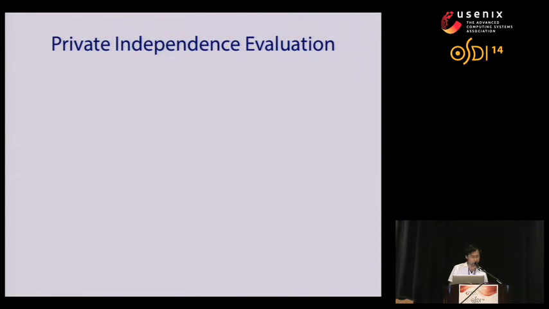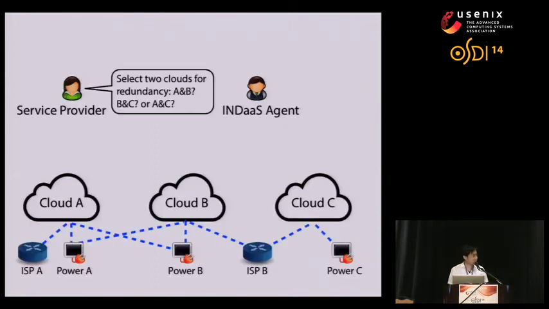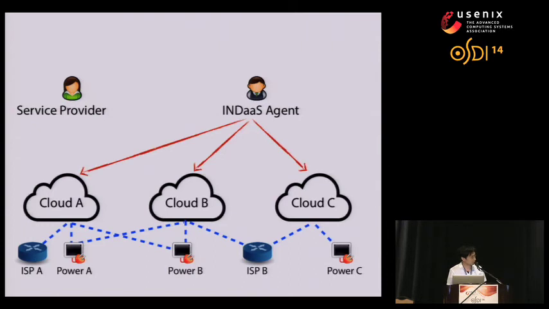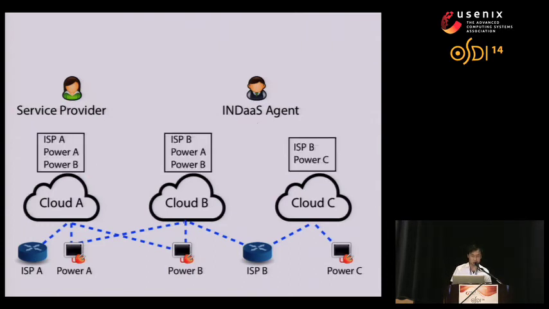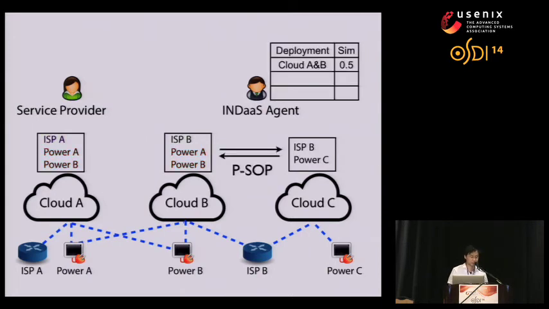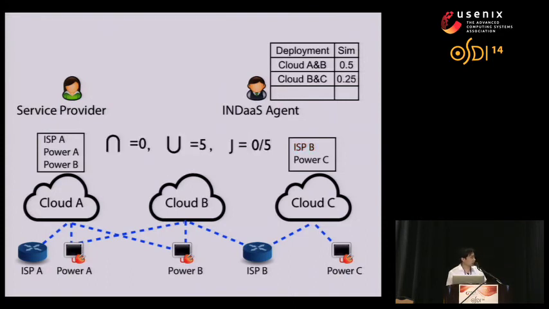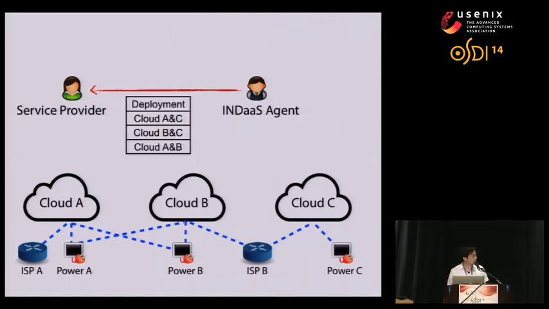So let me show you how a system uses a PSOP protocol. We repeat the previous operations: specification submission, and send the request to each cloud provider. The cloud providers perform the PSOP protocol without leaking any information, and we get the Jaccard similarity, and the agent records this number. B and C also perform the PSOP protocol, and we get the similarity and record it. Now the agent removes all the Jaccard similarity from the table and sends the ranking list back to Alice. So Alice can understand which alternative redundancy configuration is the most independent.